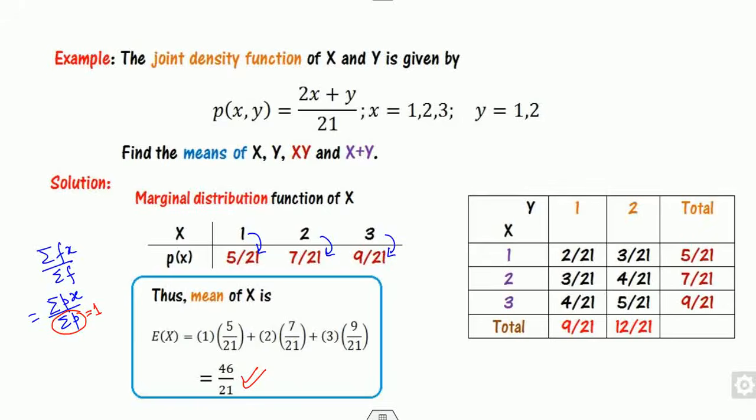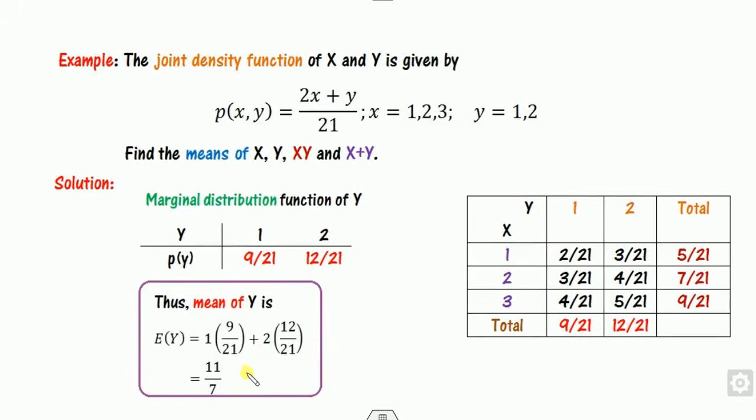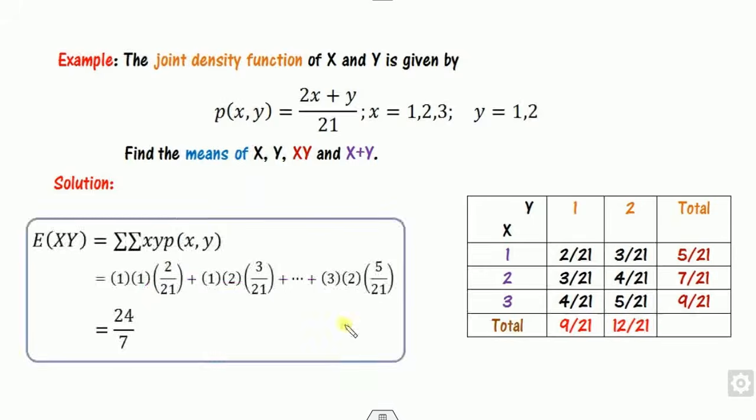Similarly, you can find the marginal of y. What is the marginal of y? It is 9 by 21 and 12 by 21. Find the mean of this here: this into this, this into this. Similarly, you can find the mean of xy.